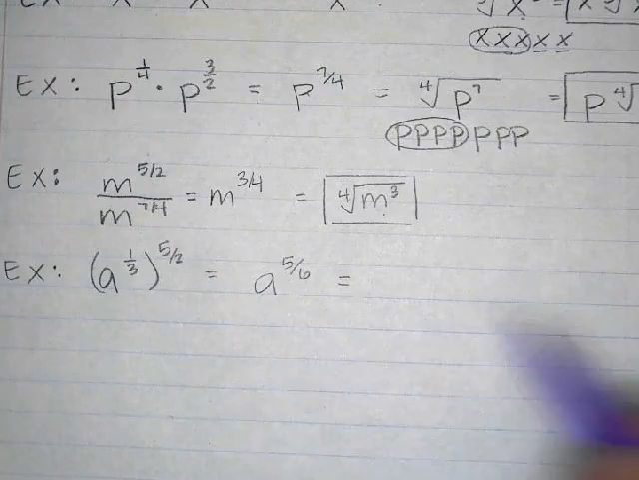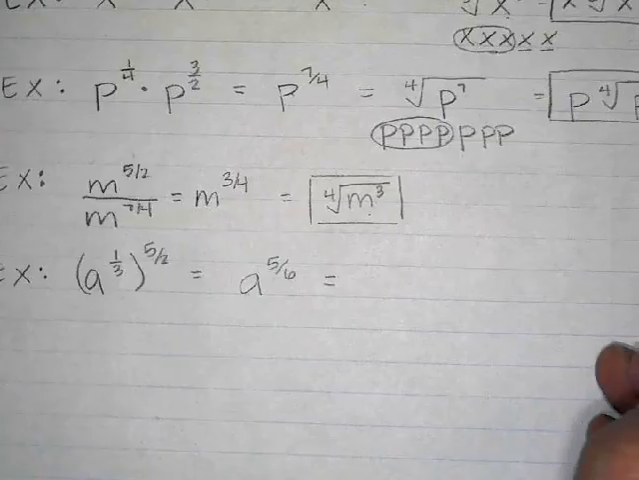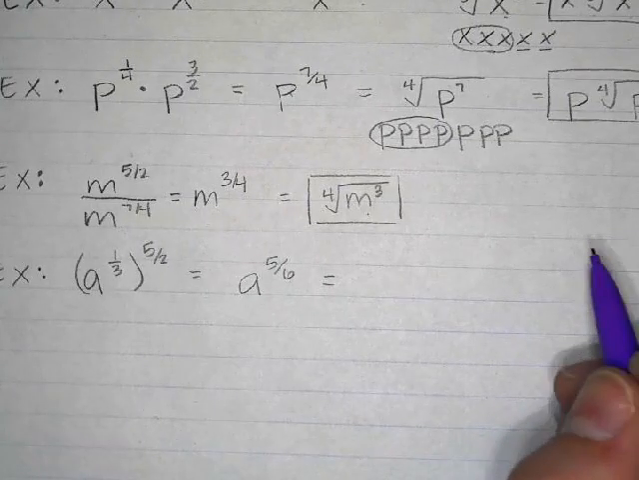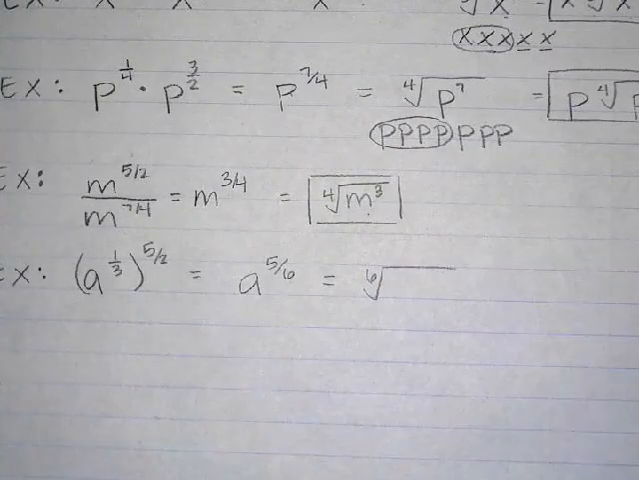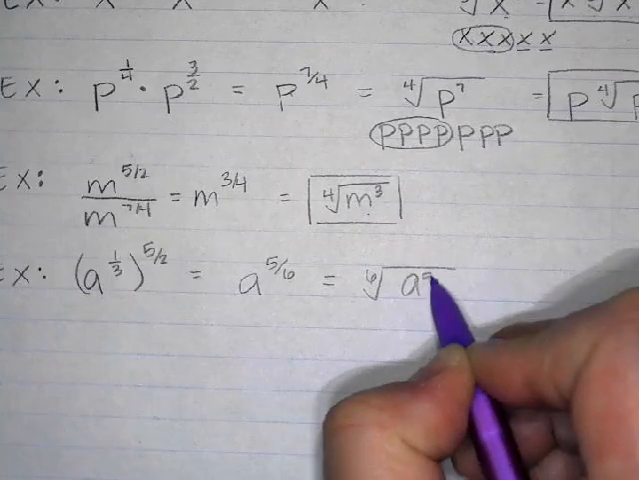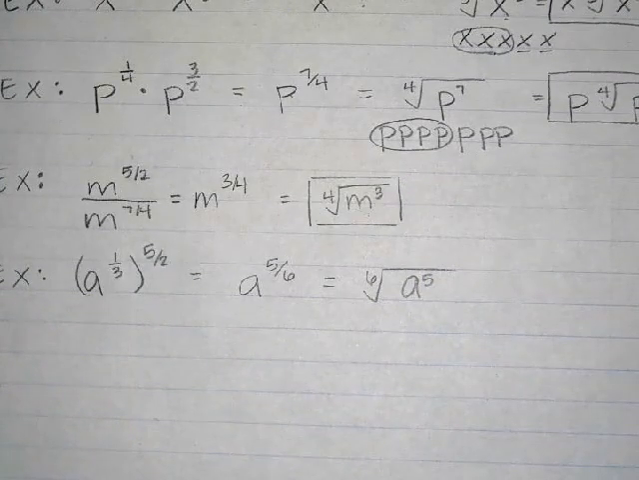What type of radical do we have? 6th root. Okay. A to the 5th. If it's a 6th root of a to the 5th, does it need to be simplified? Nope. Done. Okay.